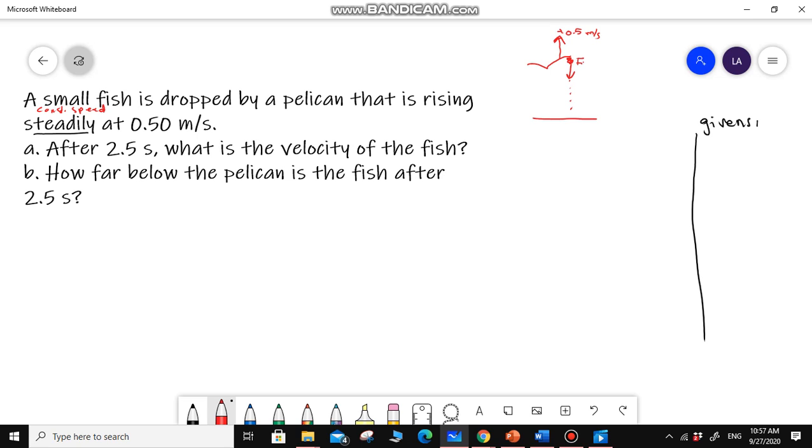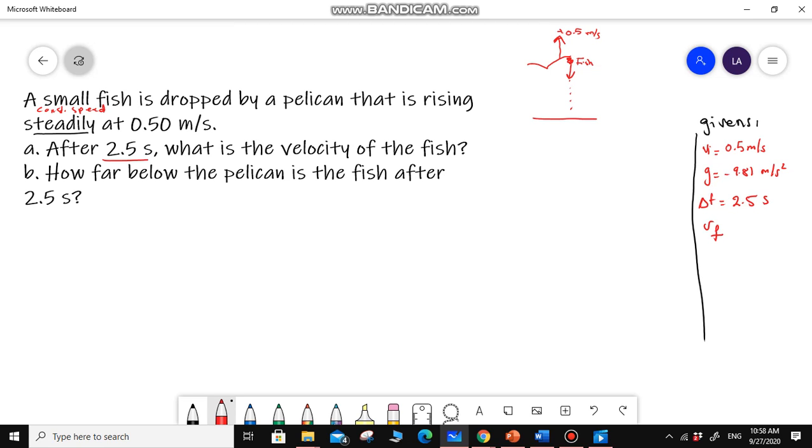This is the fish. After 2.5 seconds, let me record my v initial. The v initial for the fish is the speed of the pelican because it's dropped from a moving object, not from rest. The acceleration g is negative 9.81 meters per second squared as usual. And I have here delta t, which means time, so delta t is 2.5 seconds. And we need v final.